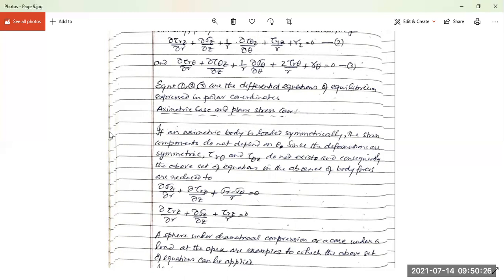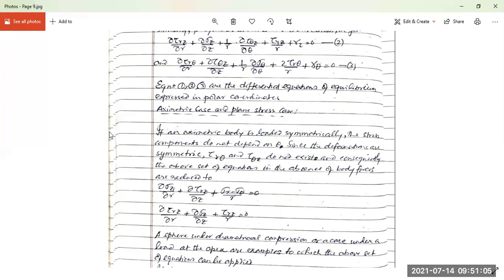The stress components do not depend on theta itself. So deformation is symmetric. So tau r theta and tau theta z do not exist at all. There is no shear stress over the surface along the length theta and normal to the plane r, and there is no shear stress normal to the plane theta coming from the z direction. So those shear stress components do not exist, and consequently the body is equally loaded.